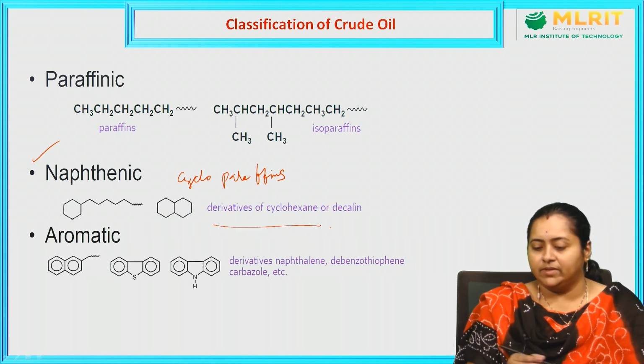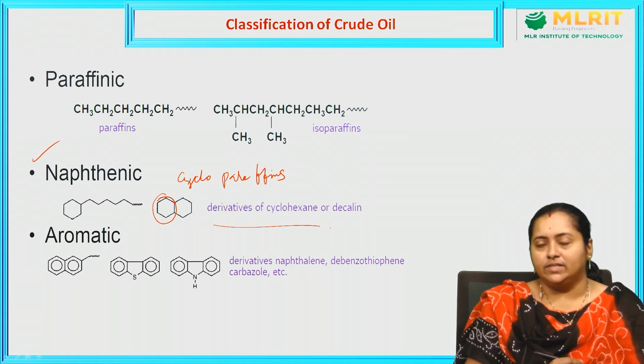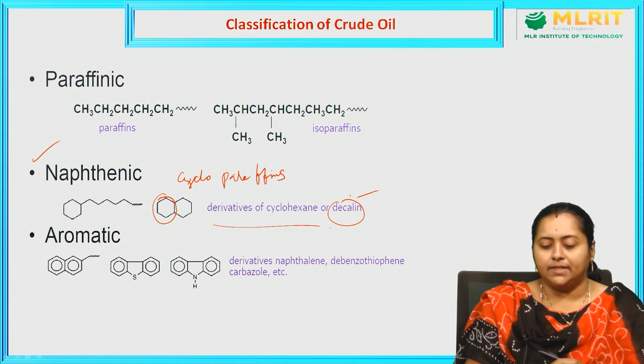Examples: derivatives of cyclohexane. This is what we call the structure of cyclohexane, its derivatives, or simply we will call it a decalin. Now, what is the third type? Mixed base crude oil, or we will call it aromatic.